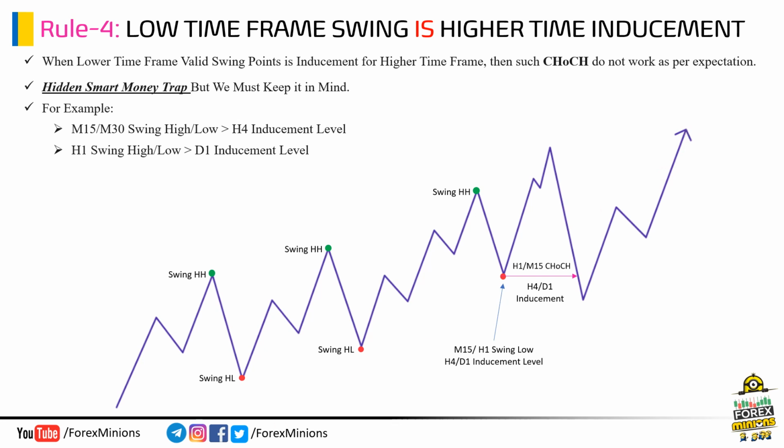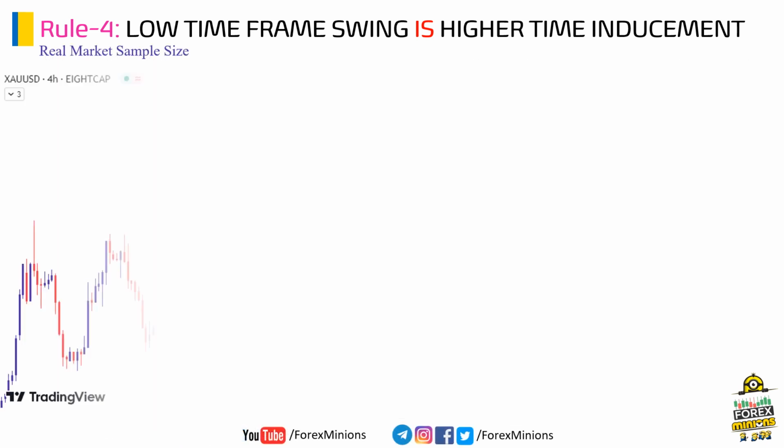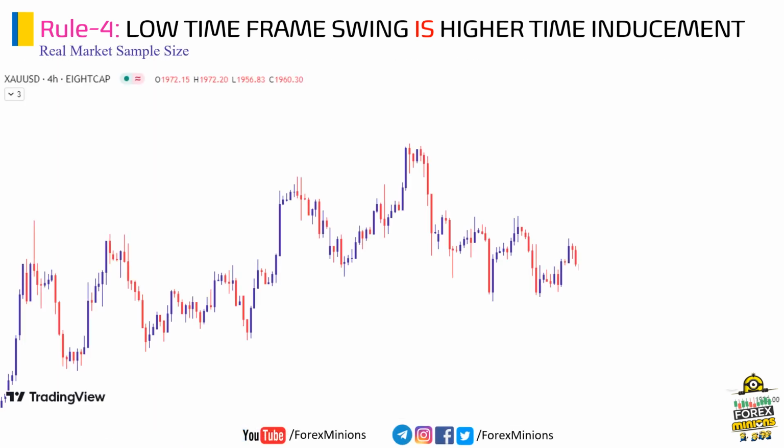Let's understand this rule with a real market sample. This is a real market sample. This is the gold chart at the 4-hour time frame. These are our swing points, I mean swing higher high and swing point on the low side. Now, check this low. As this low is a swing point for the small time frame, I mean H1 and M15, and this is an inducement level for the higher time frame, I mean H4 and daily chart.